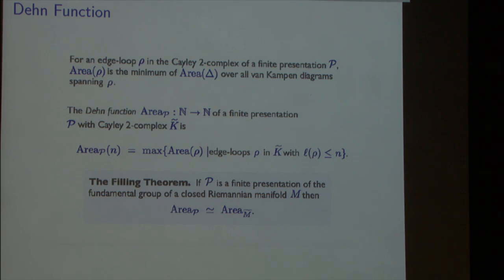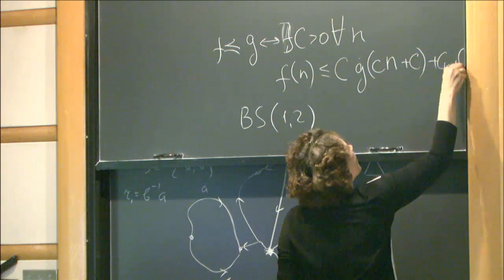Okay, so actually, this indeed has a geometric meaning. If we have a finite presentation of the fundamental group of a closed Riemannian manifold, then this area function is equivalent to the area in the universal cover. Now, what does equivalent mean here? Equivalent means, we say that two functions, f is asymptotically less than g if there exists c greater than 0, such that for any n, f of n is less or equal than c g of cn plus c, plus cn plus c.